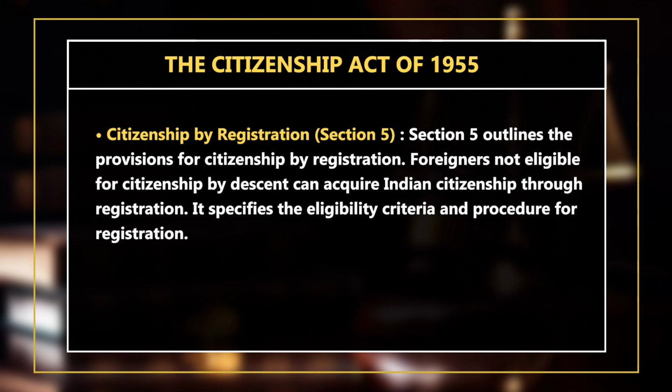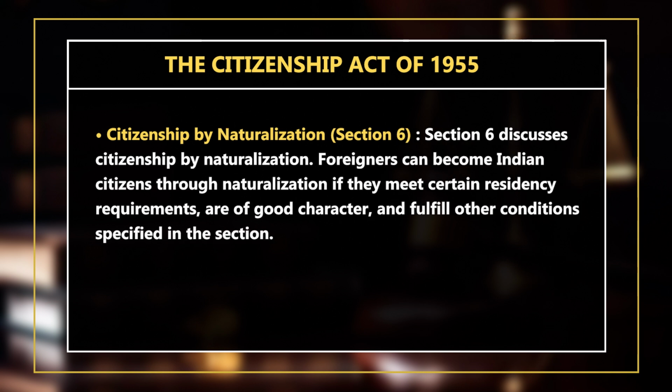Citizenship by registration, Section 5. Section 5 outlines the provision for citizenship by registration. Foreigners not eligible for citizenship by descent can acquire Indian citizenship through registration. It specifies the eligibility criteria and procedure for registration. Citizenship by naturalization is given under Section 6. Section 6 discusses citizenship by naturalization. Foreigners can become Indian citizens through naturalization if they meet certain residency requirements, are of good character and fulfill other conditions specified in this section.